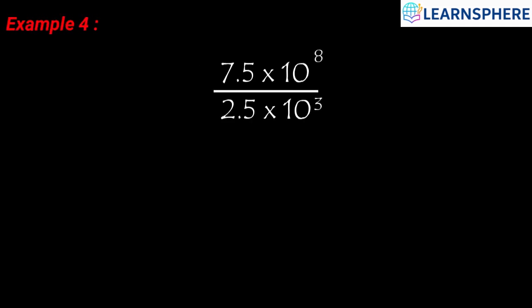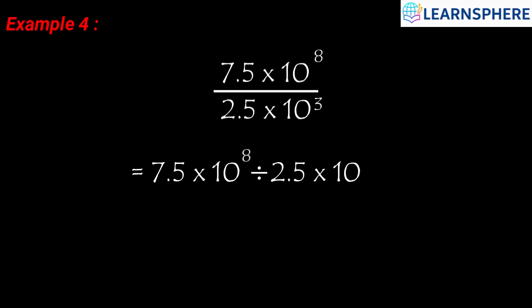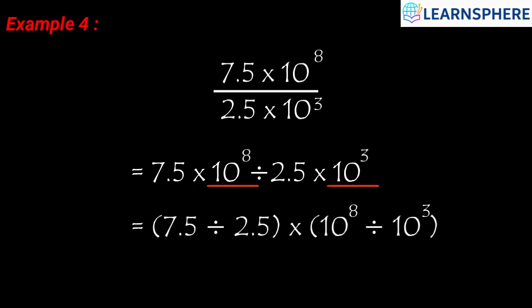Let's go on to example 4, where we have 7.5 times 10 to the power of 8 over 2.5 times 10 to the power of 3. This can be expressed as 7.5 times 10 to the power of 8 divided by 2.5 times 10 to the power of 3. And as we have division between two standard forms, we can separate the two values together, which are bracket 7.5 divided by 2.5 times, and we have to group the base of 10 together, and it will be bracket 10 to the power of 8 divided by 10 to the power of 3.